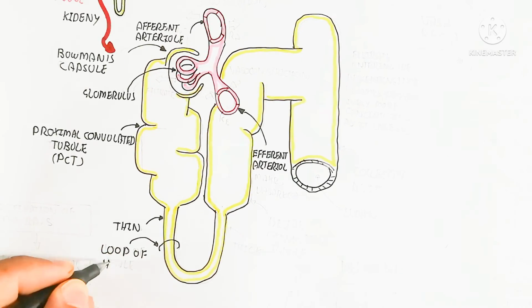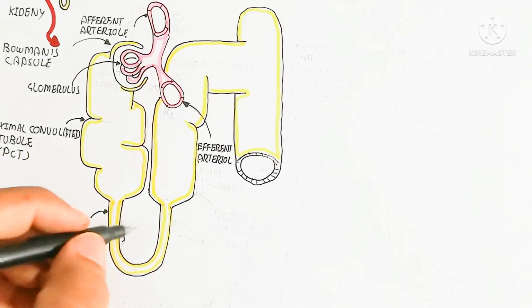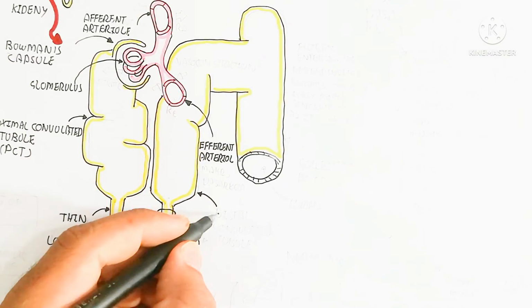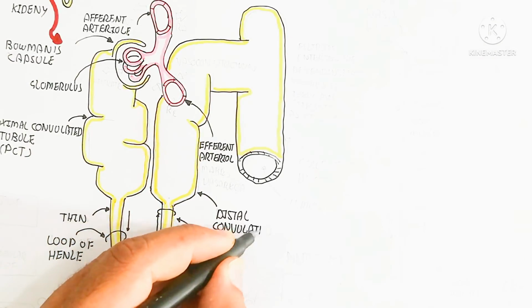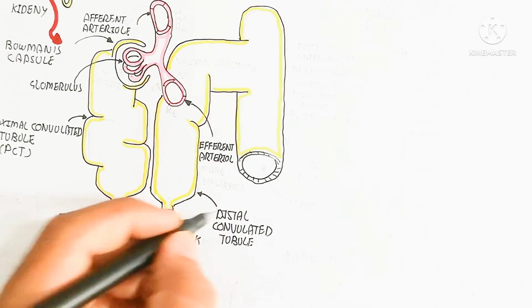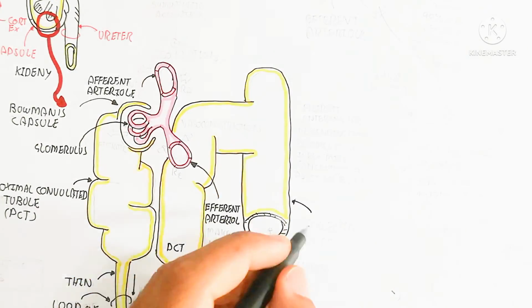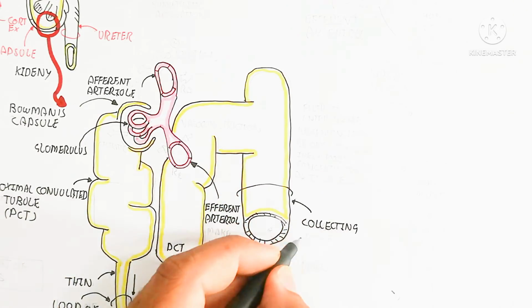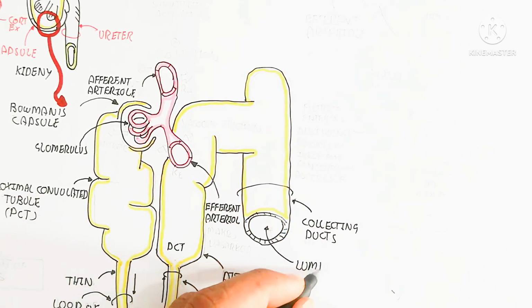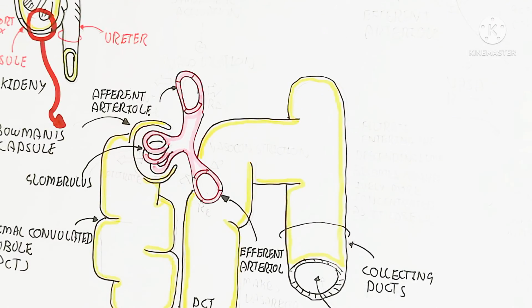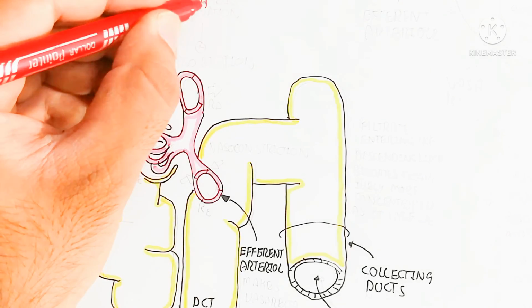And here is the proximal convoluted tubule, and this is the Bowman capsule, and this is the loop of Henle, the thick and thin loop of Henle. Thick is basically the end of the loop of Henle, while the thin is the beginning of the loop of Henle. So this is the distal convoluted tubule. The distal convoluted tubule moves toward the collecting duct, and inside this collecting duct is a lumen.